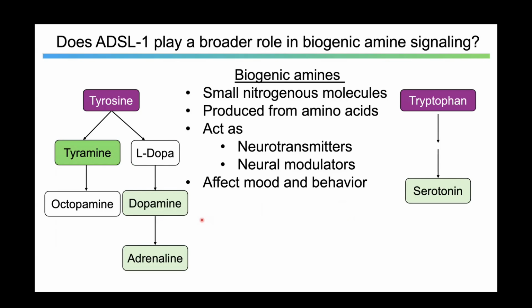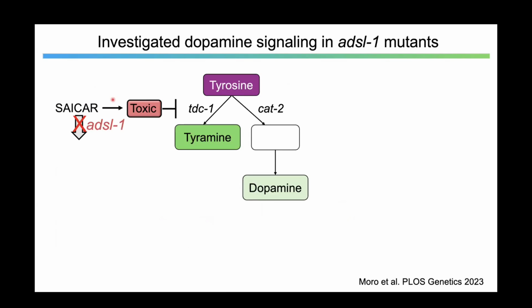Okay, so we determined that when ADSL is gone, the SAICAR toxicity somehow interferes with the ability of tyramine to be made. And that raised the question with us of, is this specific to just tyramine, or is there something going on in metabolism here that's blocking tyramine as well as possibly dopamine production? And could lack of dopamine underlie any of our phenotypes? And so that's a question that we pointed at next.